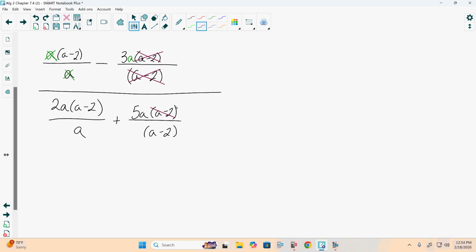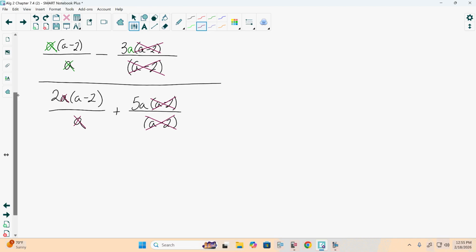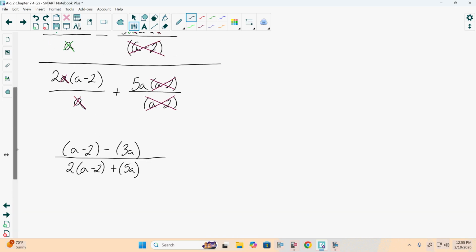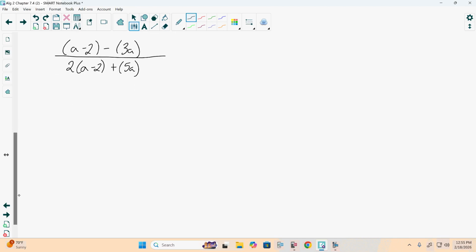Now the denominator, the a minus 2 and a minus 2 will simplify here. And they simplify because it is a product on top and the term on bottom. In our other one, the a outside the parentheses and the a on bottom will cancel. And what that's going to leave us with is a minus 2 minus 3a on top and 2 times a minus 2 plus 5a on bottom.